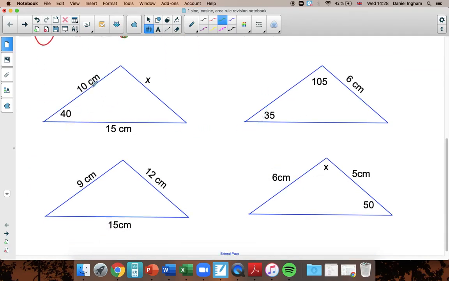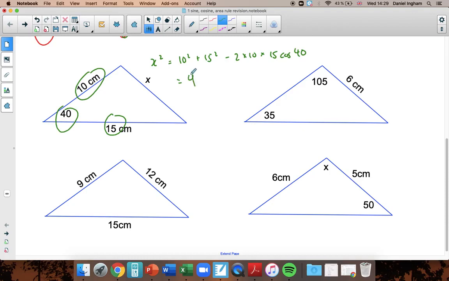Okay, so here we've got a couple of examples we're just going to run through. So first thing to do is identify what we can use. Side, angle, side. So we can use the cosine rule to find x. The cosine rule says that x squared equals 10 squared plus 15 squared minus 2 times 10 times 15 times cos 40. I'm just going to work that out very quickly on my calculator. You do it all in one line on your calculator.